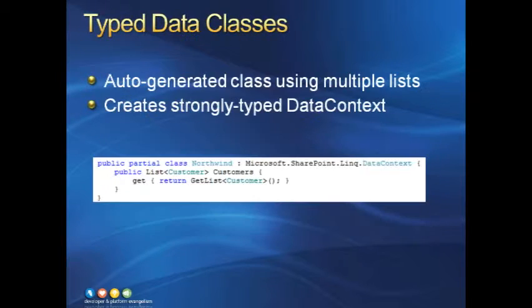Okay, so it's because of this data context and the way it gets created that makes it really easy, because there is going to be a Customers property right off the data context object, which is going to allow me just to say dataContext.Customers to pull back my customers collection.